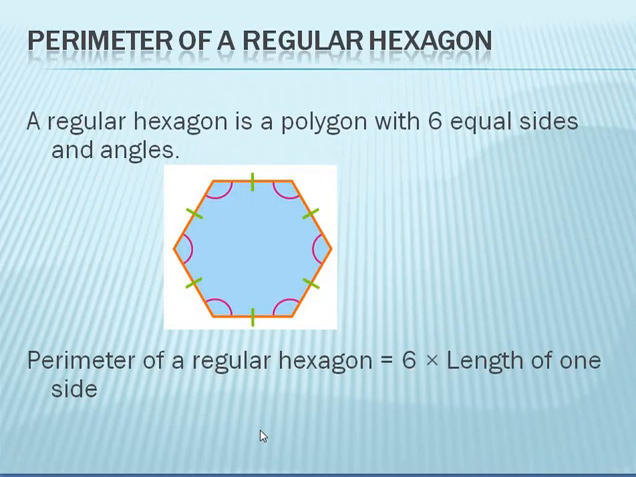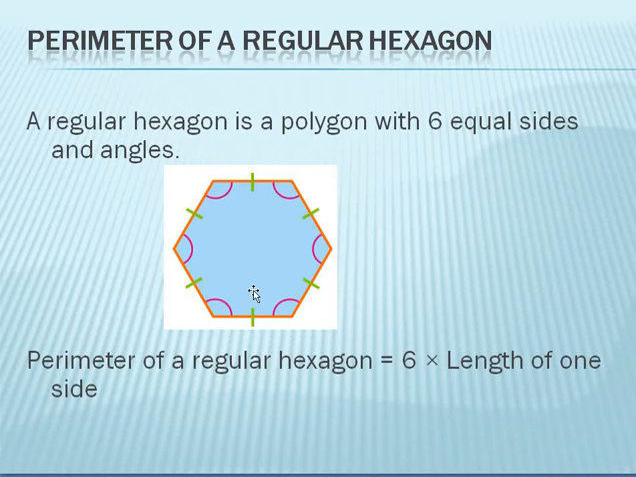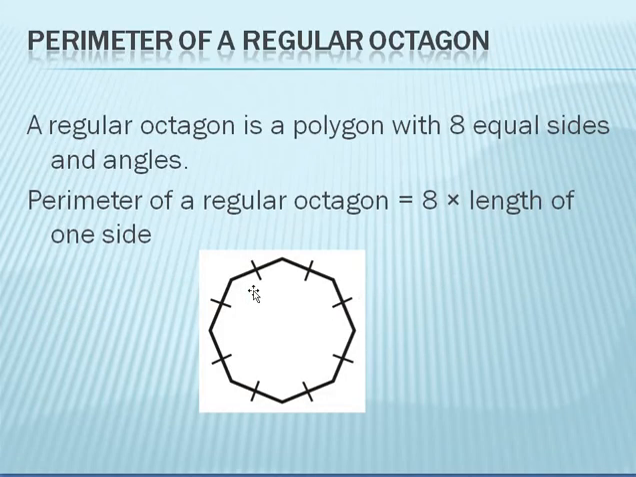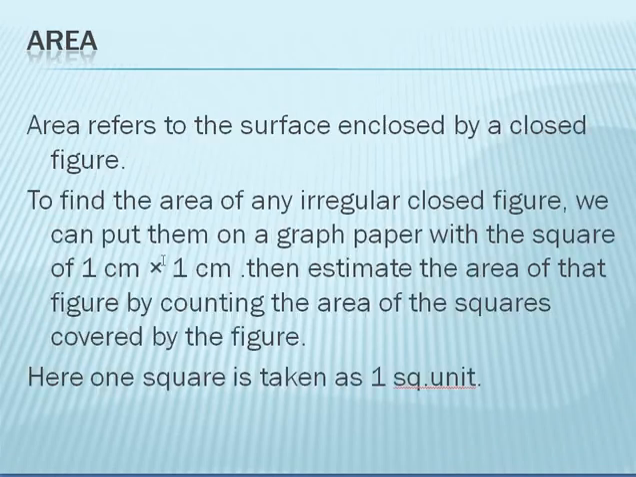Hexagon has 6 sides. Here you can see 6 sides are there, the 6 side lengths are equal, and 6 angles are equal. So the perimeter is 6 into the length of one side. Suppose the side of the hexagon is 15 centimeters. Find the perimeter of the hexagon. 6 into 15, 90 centimeters. Octagon has 8 equal sides. So the perimeter is 8 into the length of one side. Suppose you have 7 centimeters, 8 7s are 56 centimeters.